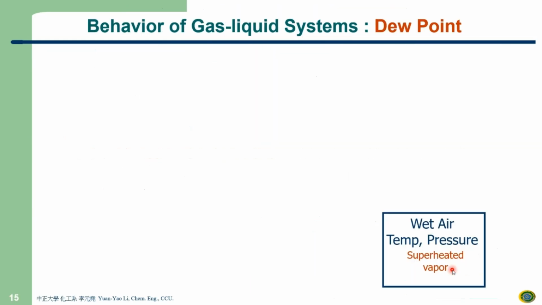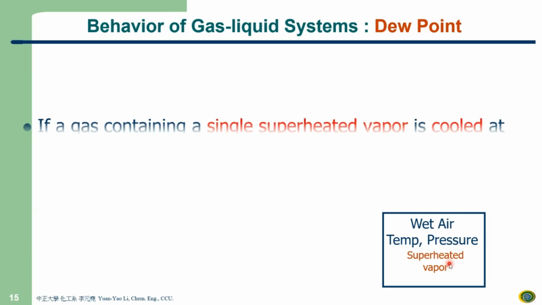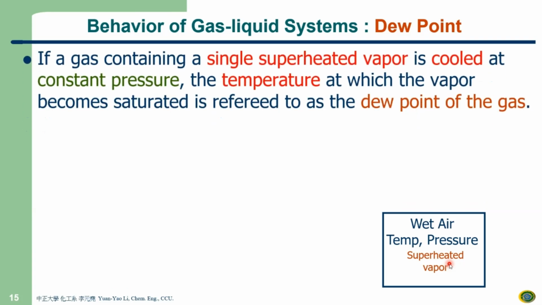Okay, so the second term is what we call dew point. What's the dew point? Once you start to decrease the temperature from this system, which has a superheated vapor, the first drop of the water comes out, and that temperature is what we call dew point. So if a gas containing a single superheated vapor is cooled at a constant pressure, the temperature at which the vapor becomes saturated is referred to as the dew point of the gas.